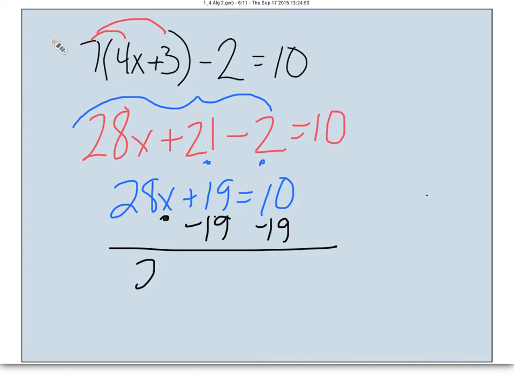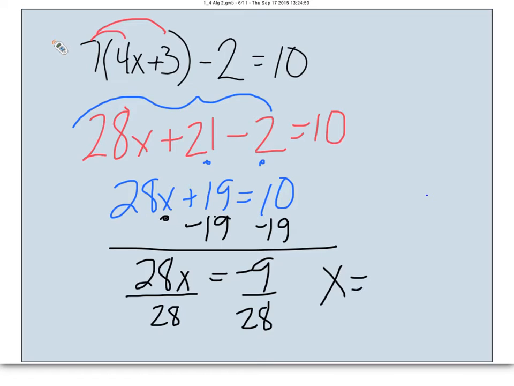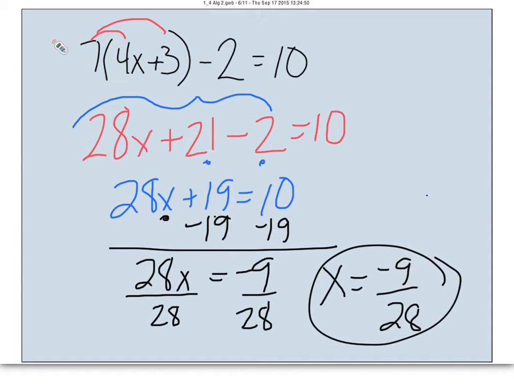That's going to leave me with 28x. 10 minus 19 is negative 9. To get x by itself, I'm going to wrap it up. It says 28 times x, so to get rid of the 28 times, I'm going to divide. And I'm going to have x equals negative 9 over 28 as my final answer.